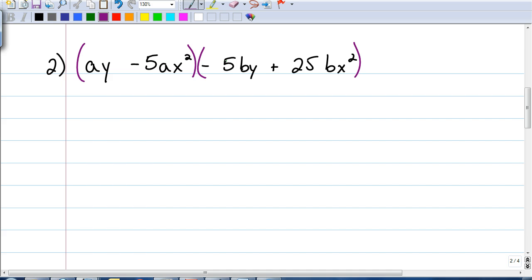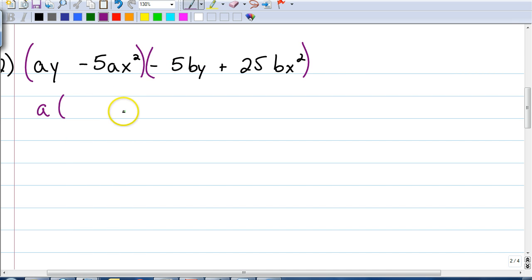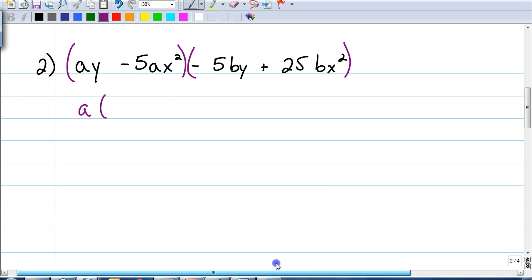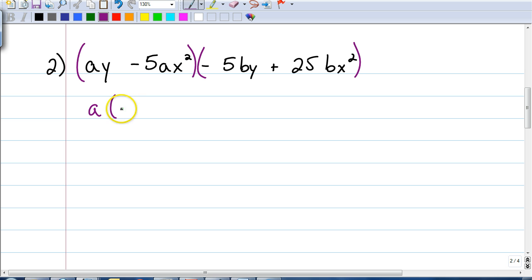Okay, so with these first 2 terms, the only thing I can factor out of here is an a. That leaves me with just the y. When I factor out an a from the first term, and when I factor out an a from the second term, I'm left with a negative 5x squared.